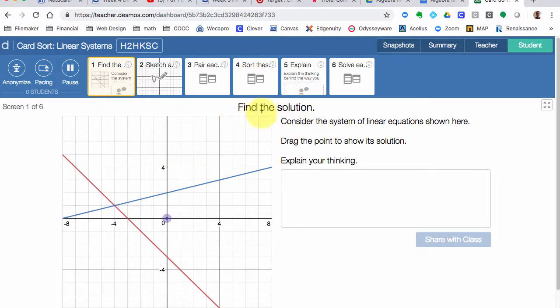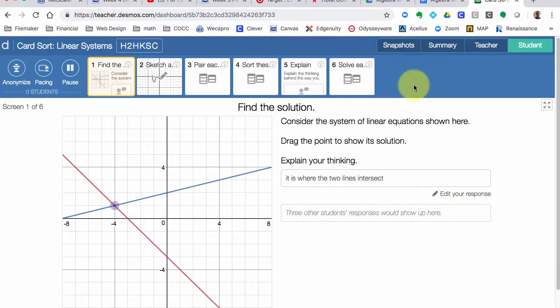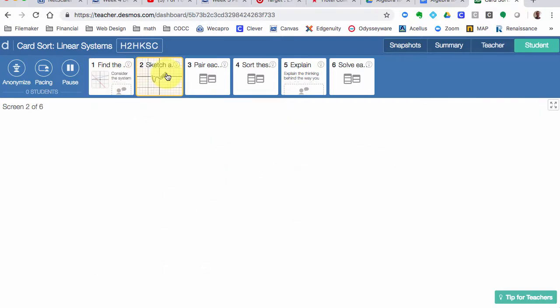First slide, we're supposed to find the solutions. We have a system of linear equations shown in the graph here. I'm going to drag the point to show its solution. Hopefully by now you know the solution is where my two lines intersect. Right about there. It is where the two lines intersect. Okay. Move on to number 2.